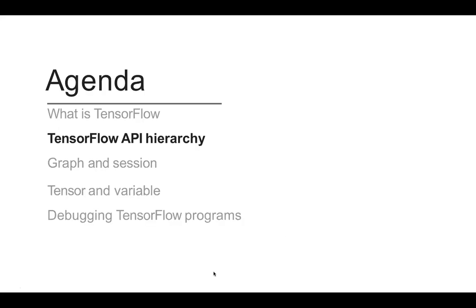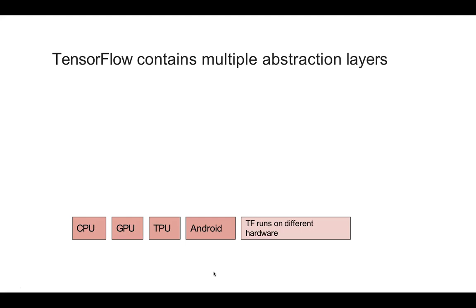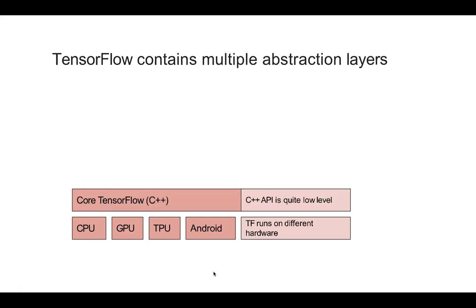So what are the different TensorFlow APIs? Let's see the API hierarchy. At the lowest level, we have the layer that targets the different hardware: CPU, GPU, TPU, Android, and so on. As I said, we will not care about this for now. Above that, we have core TensorFlow C++. If you want to create your own numerical analysis library, you can write it in C++ and bind it.